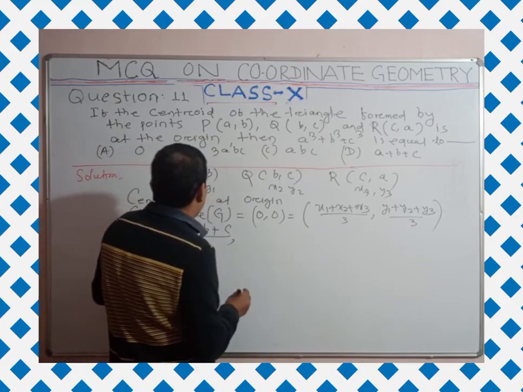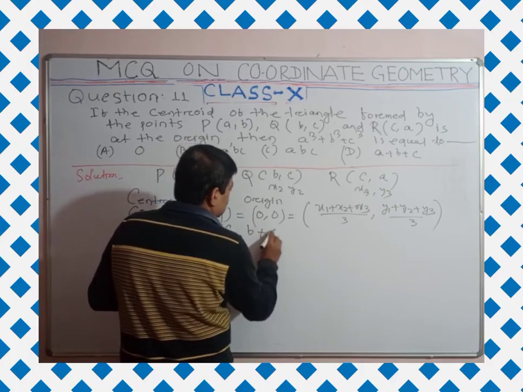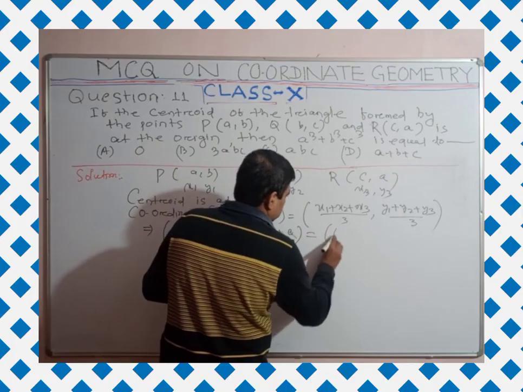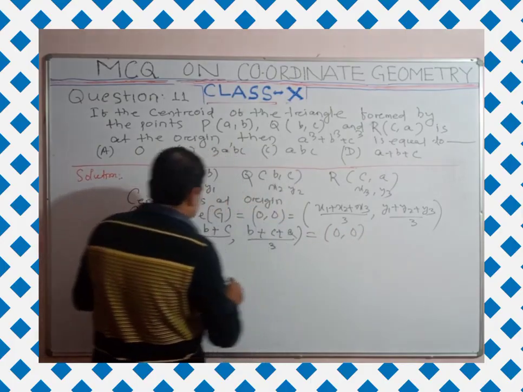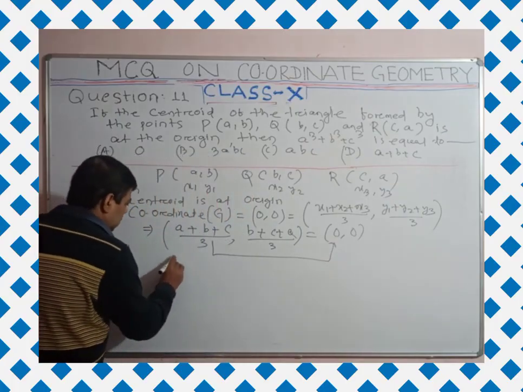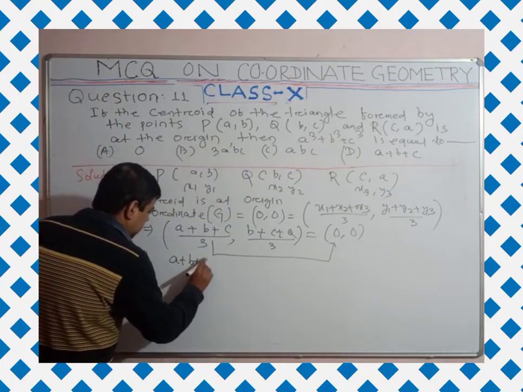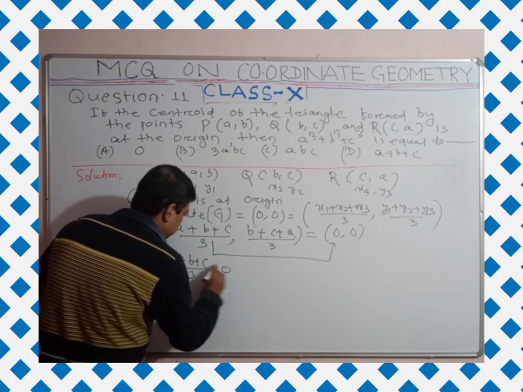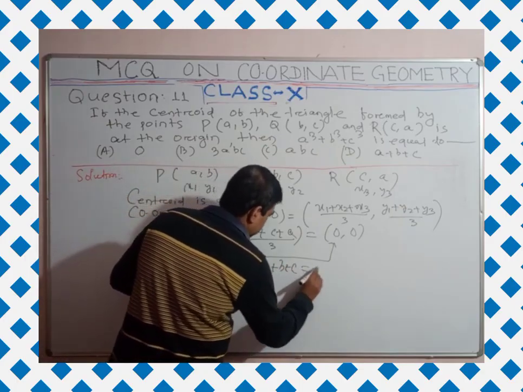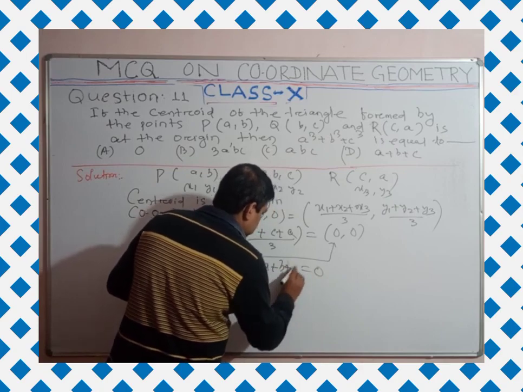Similarly y1 will be (B plus C plus A) divided by 3 is equal to 0. Now let's compare their x coordinate. Yes or no? Now you see (A plus B plus C) by 3 is equal to 0. So that implies A plus B plus C is equal to 0. Understand? A plus B plus C is equal to 0.